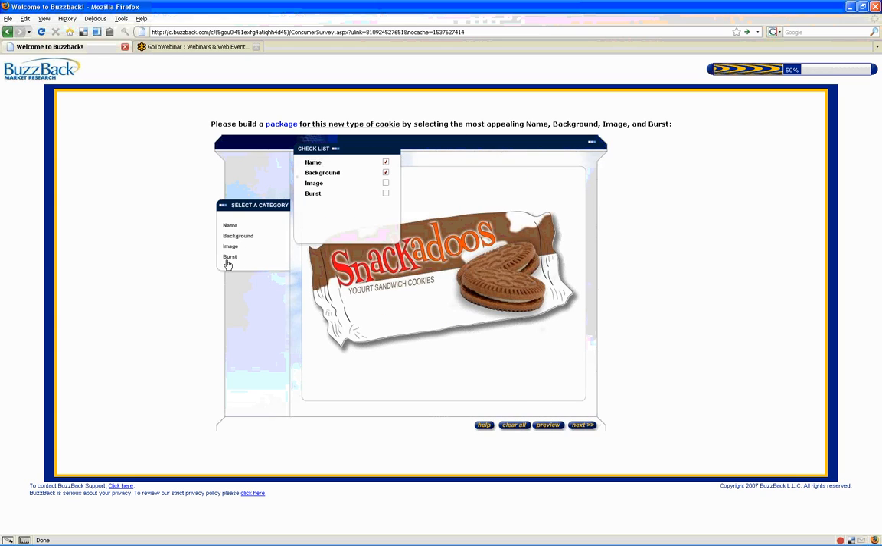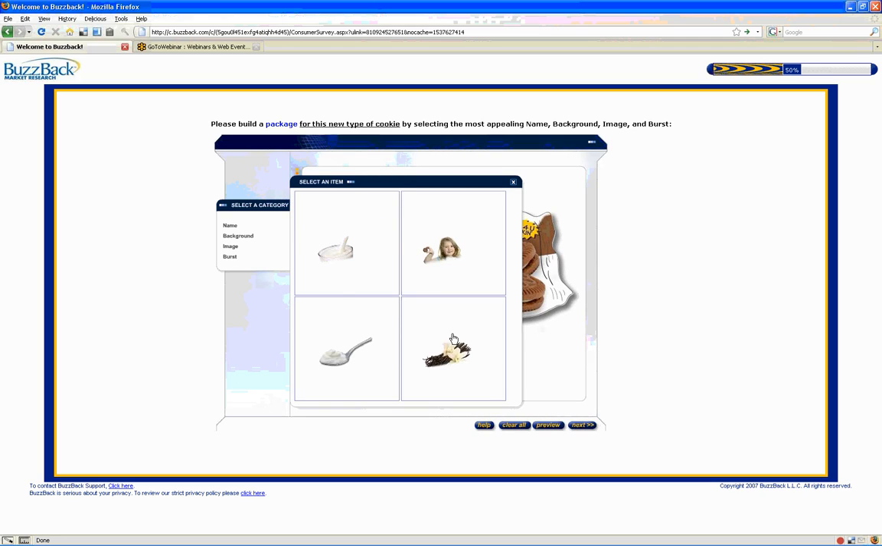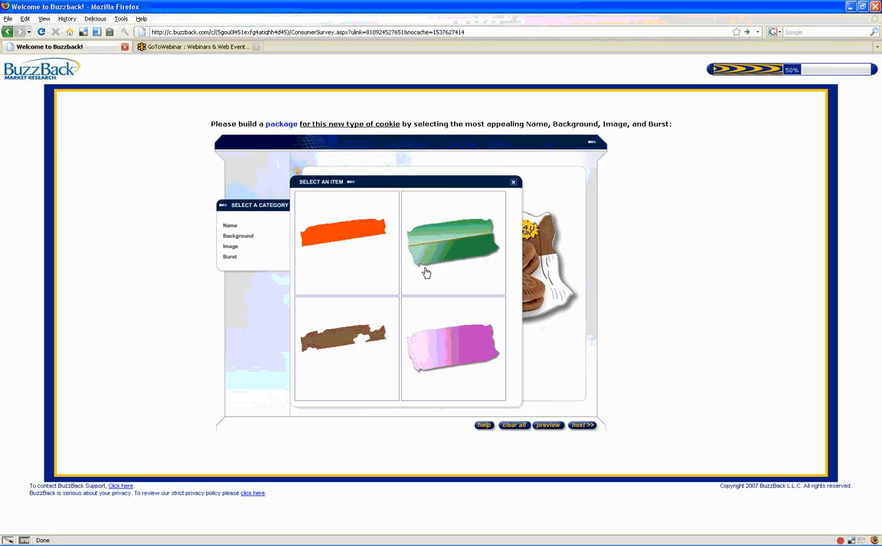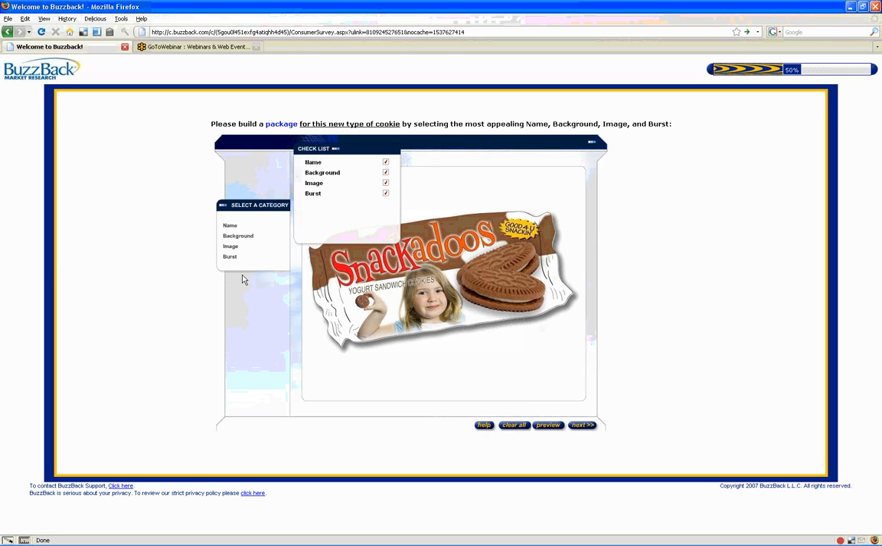They can go through in any order. They don't have to go top to bottom. And in fact, at any point, if they decide that one element is not working for them as well as they'd like, they have the opportunity to go back and make changes to the product, its packaging itself.